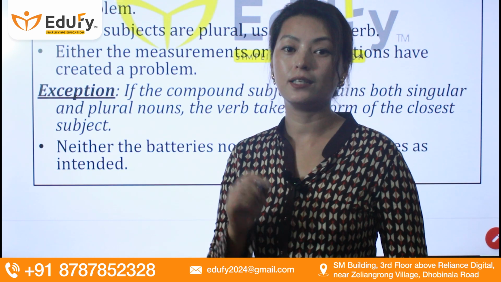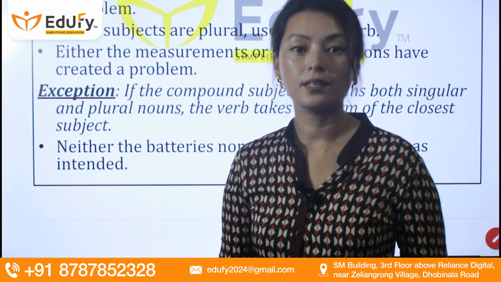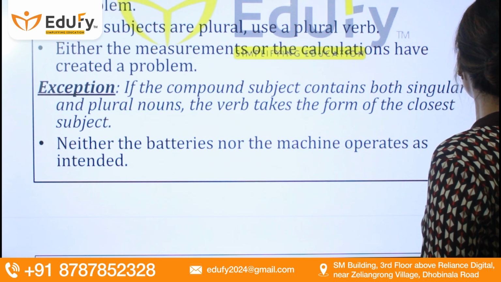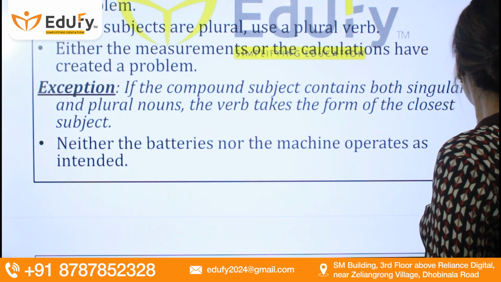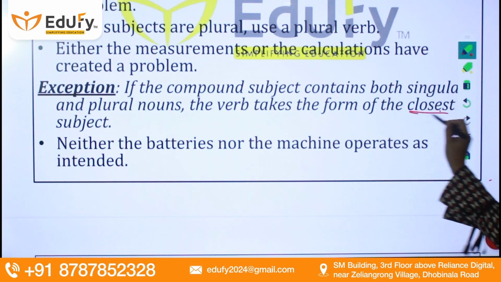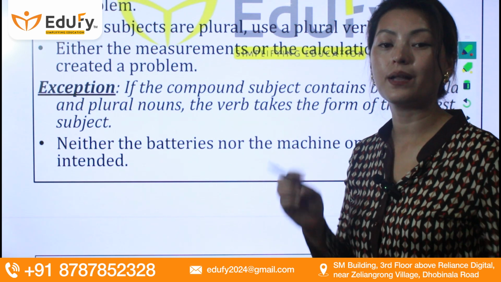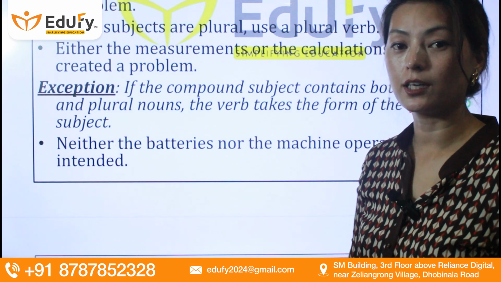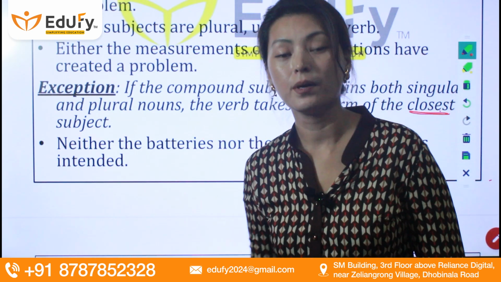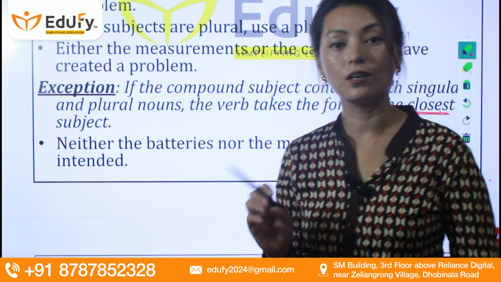But now in this exception, it is asking what you will do if the sentence has one singular subject and one plural subject. In that case, there is a rule that you will have to write the verb according to the nearest or the closest subject. Whichever subject is nearest to the verb, you write the verb according to that subject. If the subject nearest to the verb is plural, write a plural verb. If it is singular, write a singular verb.